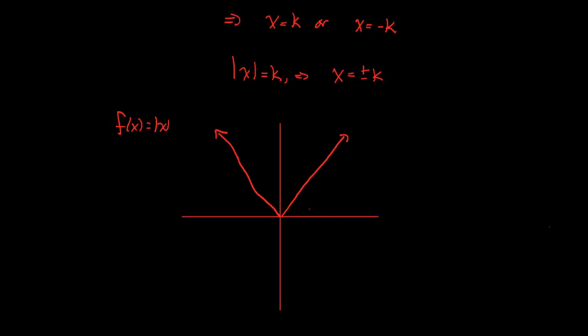So if we take the absolute value of 2, it is positive 2. If we take the absolute value of negative 2, that is also equal to positive 2. So no matter where we are, we're going to have that same value, only positive.